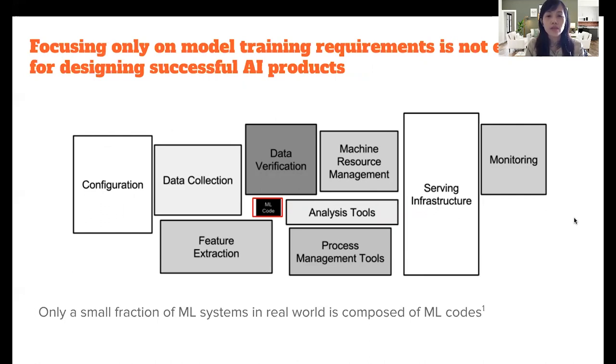Understanding the requirements of machine learning code is really a small piece. There are many other pieces that are required for building a successful system. For example, the data collection, data verification, machine resource management, process management tools, etc.